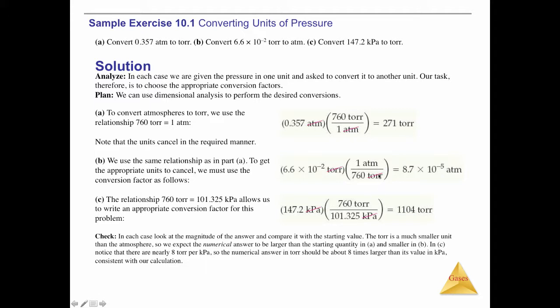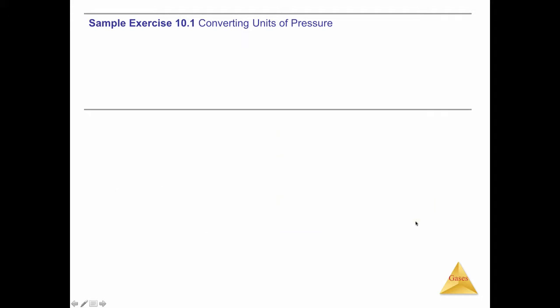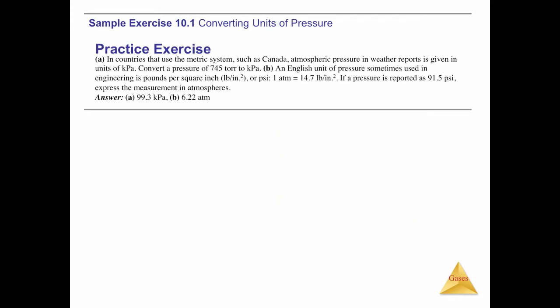In this conversion factor, we're doing the same thing, same conversion factor, only to cancel our units, we just flipped it upside down. And then lastly, we're converting kilopascals to torr with the equality 760 torr is equal to 101.325 kilopascals. So you can try the practice exercise by yourself.